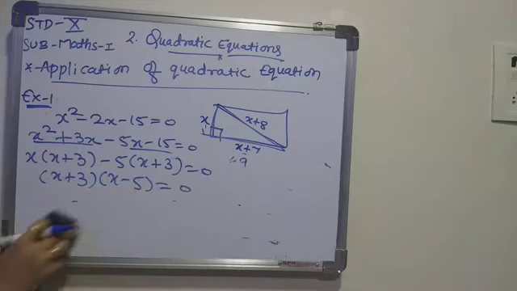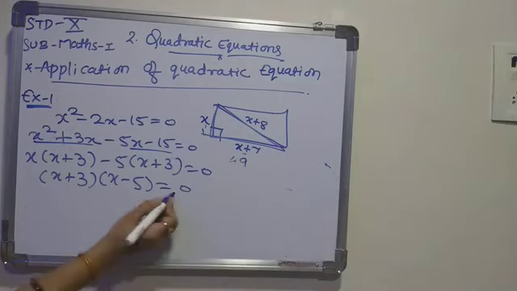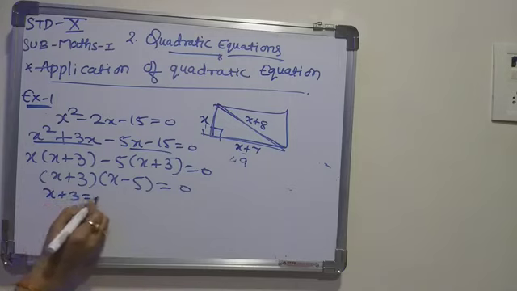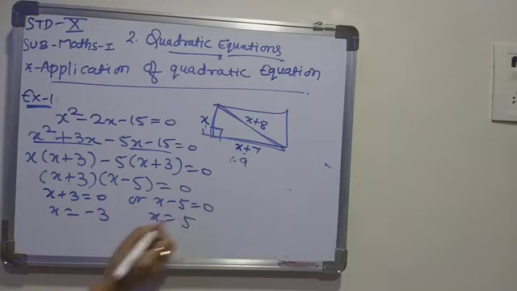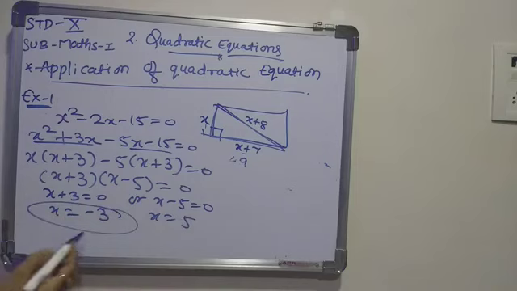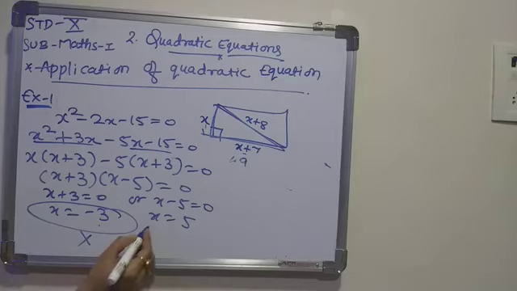Now you have to find the value of x. You are going to equate each factor with 0. So x plus 3 equals to 0, it means x is equal to minus 3. And here x minus 5 equals to 0, meaning your x value is 5. Obviously, the measurement of anything can't be negative. Your breadth should not be negative, so we are not going to take x as minus 3. Breadth is never going to be negative. So we are going to take x is equal to 5.